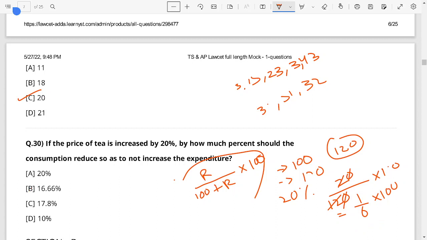So basically, hence anyone should reduce the consumption by 16.66%. Right? So option B is the right answer here.